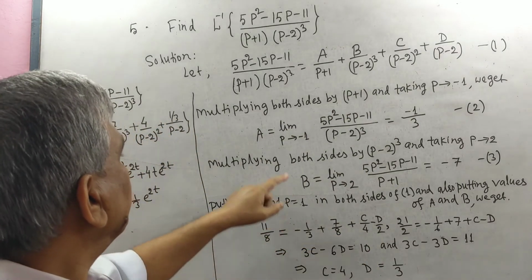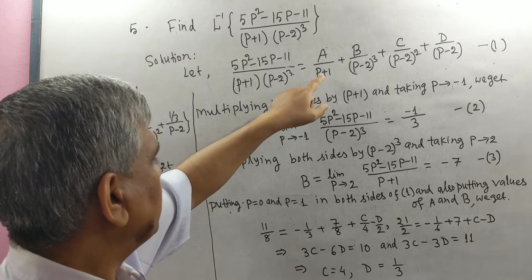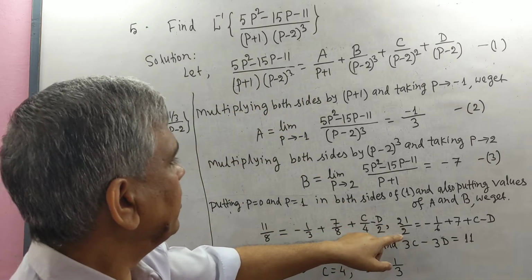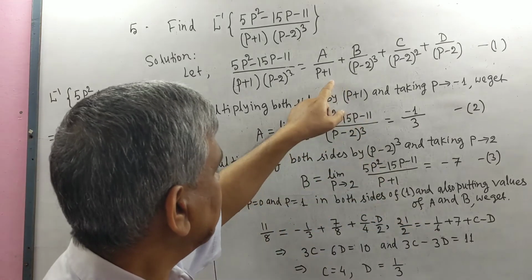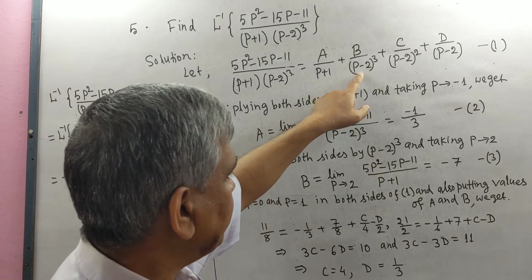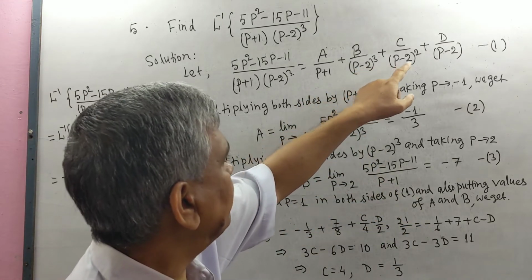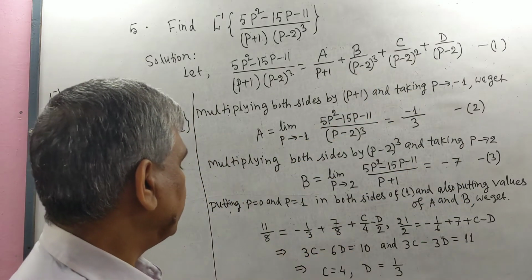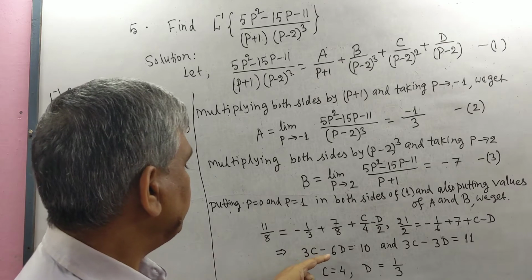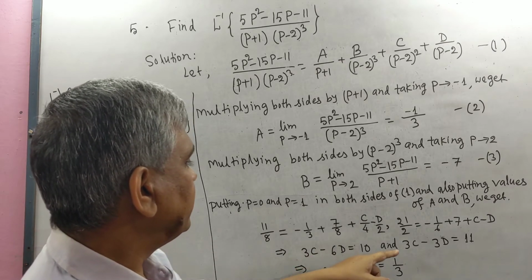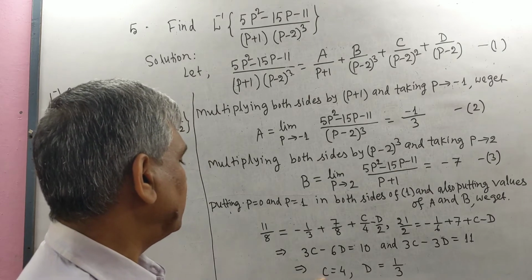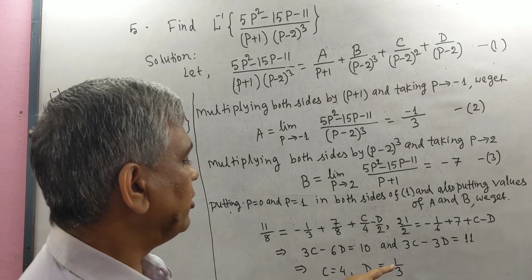Putting p equal to 1 in both sides of 1, we get left side 21 by 2, right side minus 1 by 6, plus 7, plus c, minus d. And these two give 3c minus 6d equal to 0 and 3c minus 3d equal to 11. So we find the value of c equal to 4, d equal to 1 by 3.